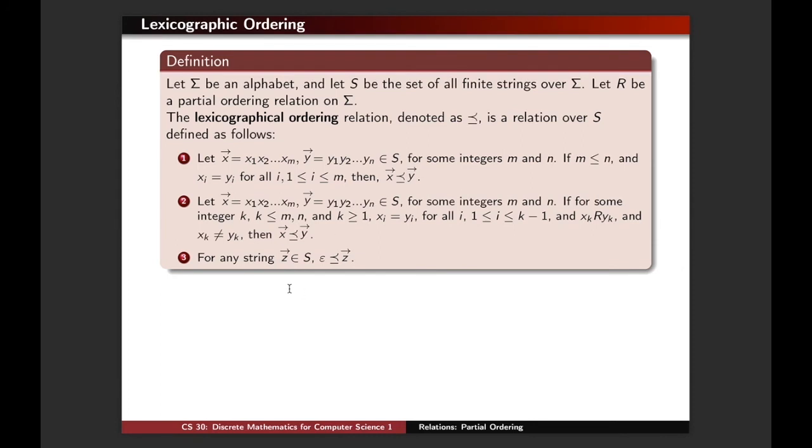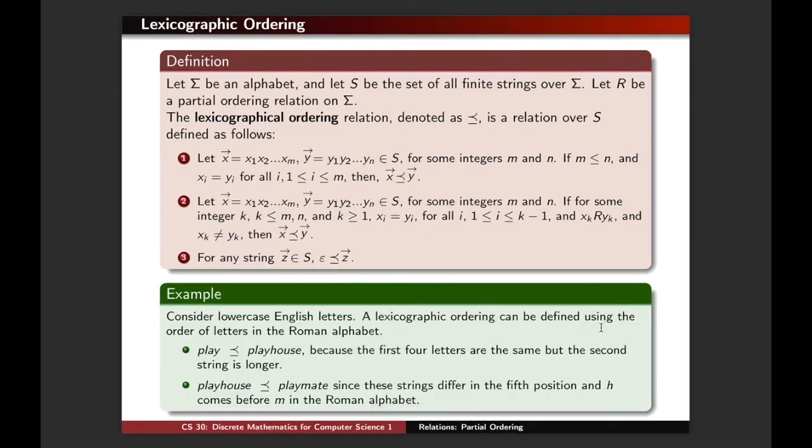Finally, this is to consider the empty string. So as given here, the empty string is always less than or equal to any string in the set of all finite strings. Okay, so let's apply that on some example.